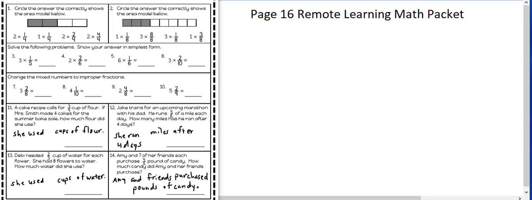All right, here we go with page 16, the remote learning math packet. Number 1, circle the answer that correctly shows the area model below. I think it should be "that correctly shows." All right, so let's look at this.